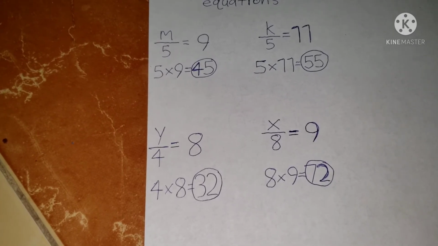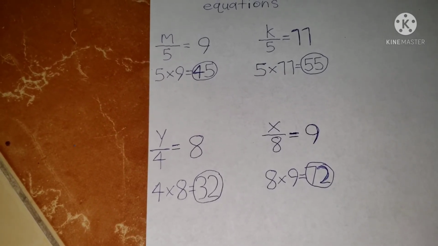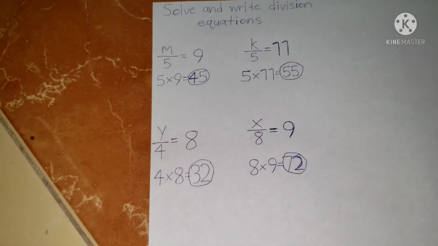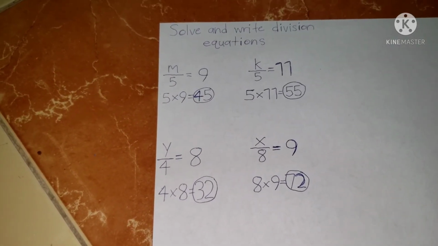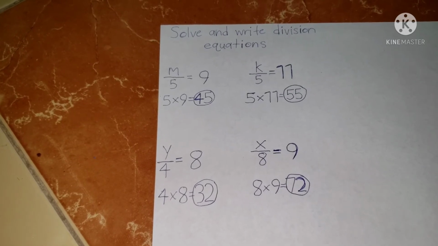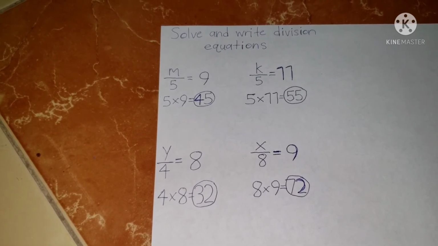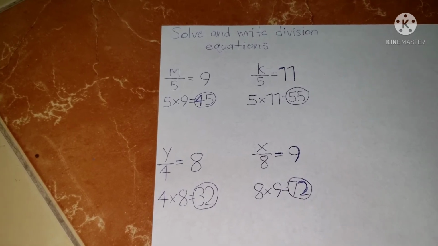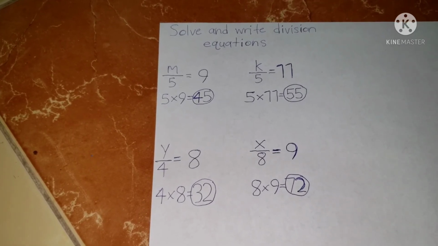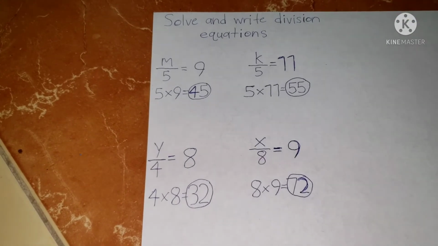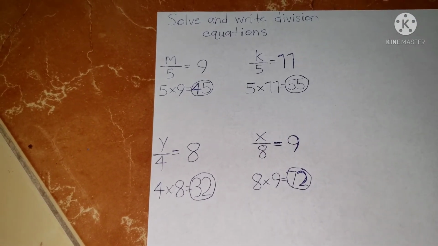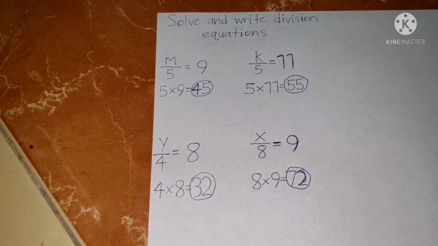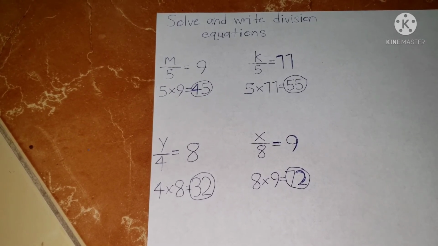It's just like addition, subtraction, and multiplication equations. So I'll explain how you solve the whole thing. For addition equations, you subtract the two numbers. For subtraction equations, you add the two numbers. For multiplication equations, you divide the two numbers. And for division equations, you multiply the two numbers. And this is how you solve and write division equations.